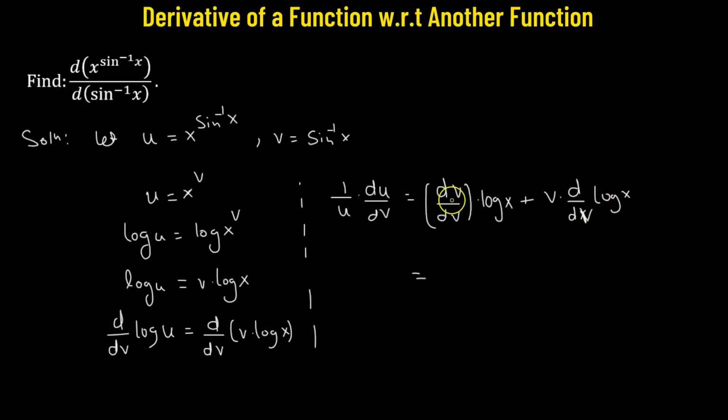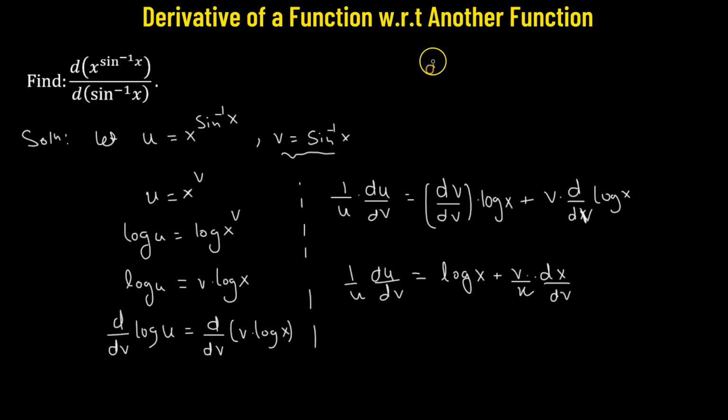So this is going to give us the derivative of v with respect to v, that's simply 1. So we have log of x plus v times the derivative of the logarithmic function, which will be 1 over x multiplied by derivative of x with respect to v. So we have 1 over u times du over dv. Now what we have to do, we have to find out the value of derivative of x with respect to v. But here we have v equals sine inverse of x.